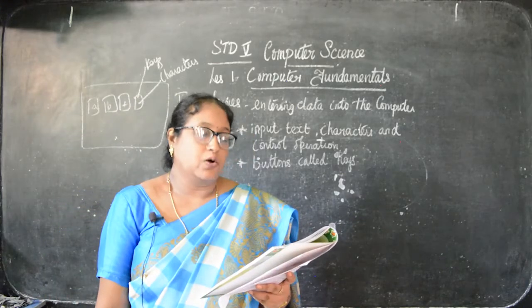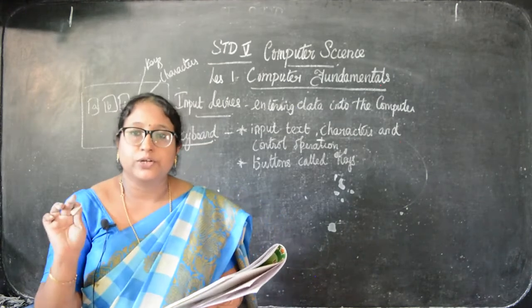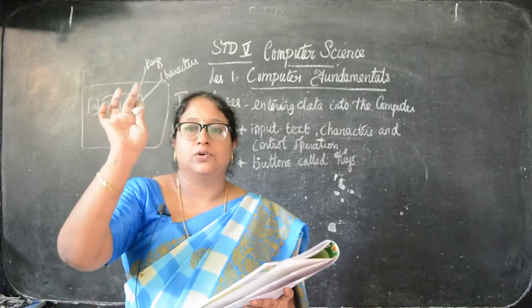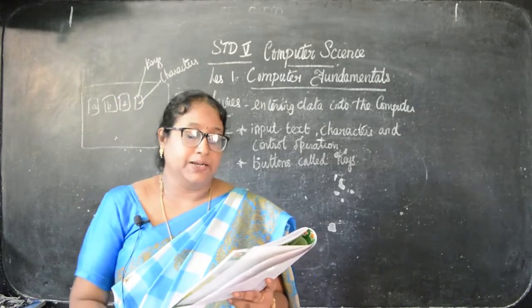Now each press of a key corresponds to a single written symbol. So if you press a key, for example if you press C, it appears on the screen, right? So each press corresponds to a single written symbol.